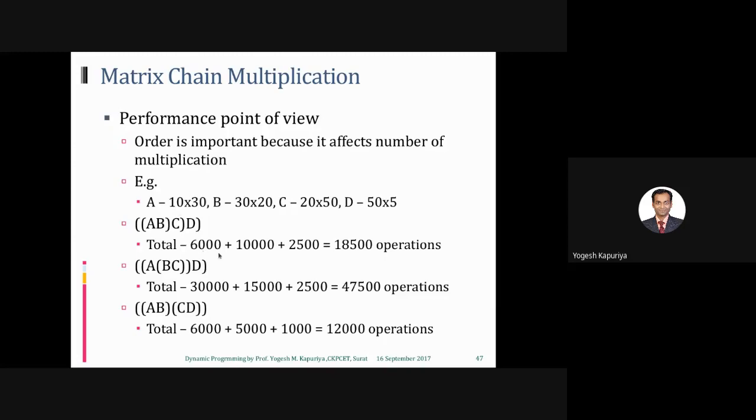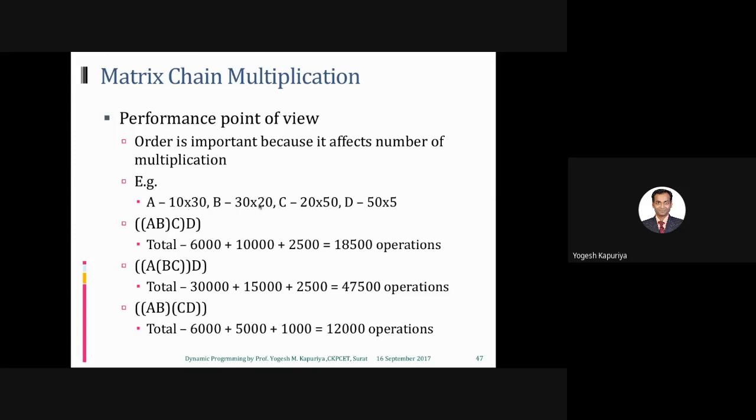So that turns out to be 6,000. Now what is next? You are multiplying the result of AB with C. Remember, the result of AB will generate a matrix of dimension 10 cross 20. Because if you remember, when you are multiplying P cross Q with Q cross R, then the result is P cross R. So similarly, if you are multiplying these two, then the result is 10 cross 20.